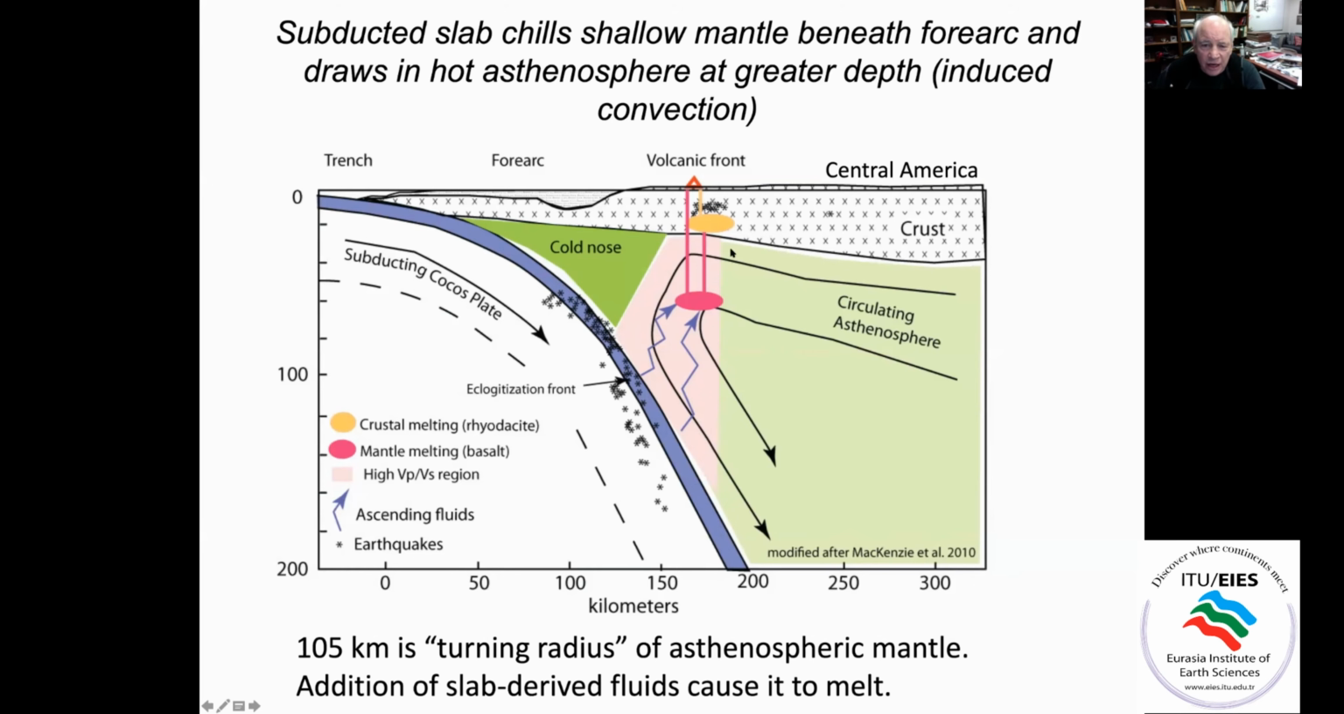These fluids, because they're interacting with hot asthenosphere, can cause melting at the region of hottest material, which is at the core of this U-turn. And then the mantle melts. Some basalts come up without much interaction with the crust. Others interact with the crust. You get some crustal melting shown here by the location of some earthquakes.